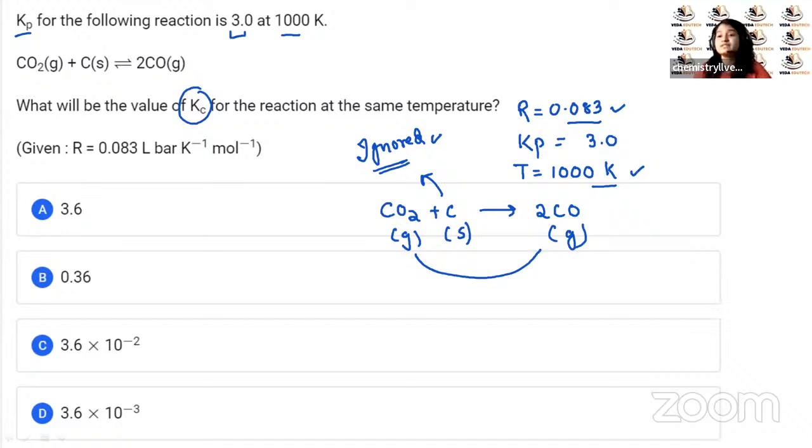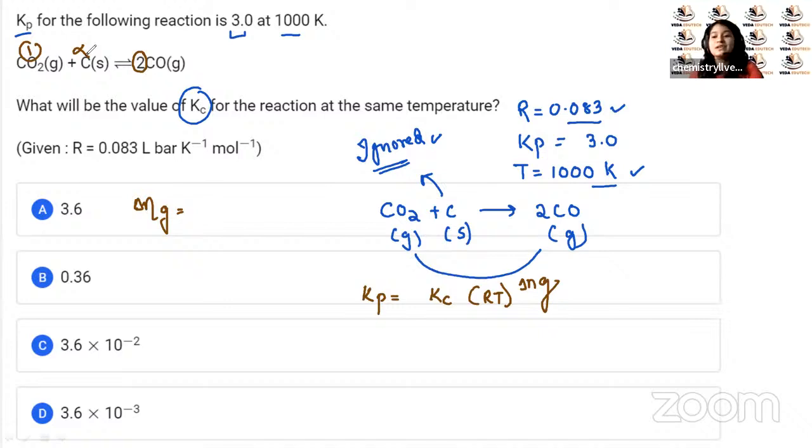Now we are given Kp and we are asked Kc. So the relationship between Kc and Kp is going to be discussed here, right? Kp equals Kc (RT) to the power delta Ng. What is going to be your delta Ng, children? We are considering only the gaseous moles. This is 2 and this is 1, and we ignore the solid. So delta Ng is 2 minus 1, that is 1.